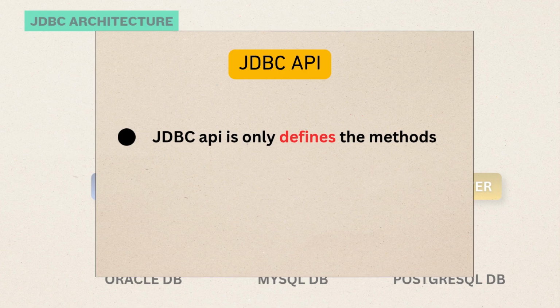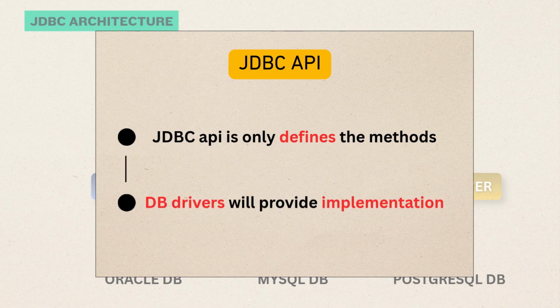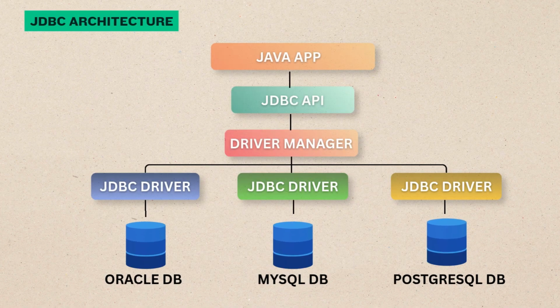However, the JDBC API only defines the methods. It does not know how to communicate with a specific database. The implementation will be provided by the database drivers. Another important component in the JDBC architecture is the DriverManager.